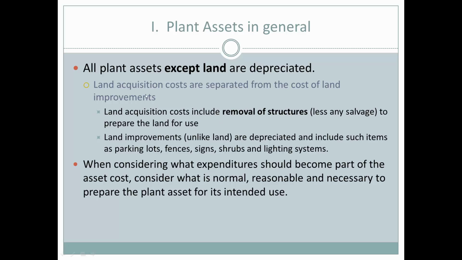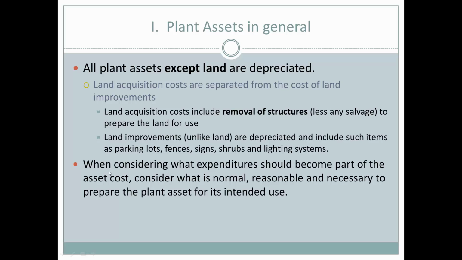Now there will be things on top of the land which are considered land improvements. Unlike land, they will be depreciated, and they include such items as parking lots, fences, signs, shrubs, and lighting systems. All of these are placed on top of the land, and they will be used up and have wear and tear, so they will be depreciated. So the cost of the land and the land improvements are separated because one is not going to be depreciated, the other one will be depreciated.